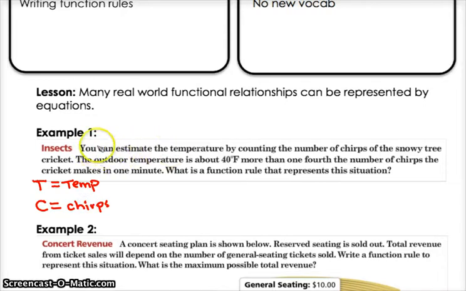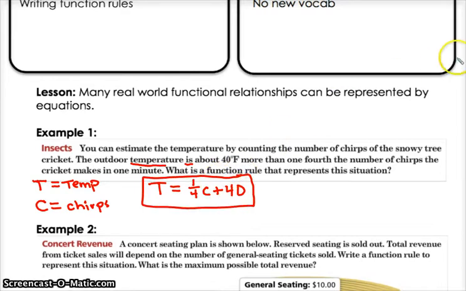All right. The key words in here, it says the outdoor temperature is. The temperature is. Is that word that means equals in math. So we can say the temperature equals 40 more than 1/4 the number of chirps. So 1/4 the number of chirps is 1/4 C, and 40 more is plus 40. So the function for the number of chirps that tells the temperature is T equals 1/4 C plus 40.